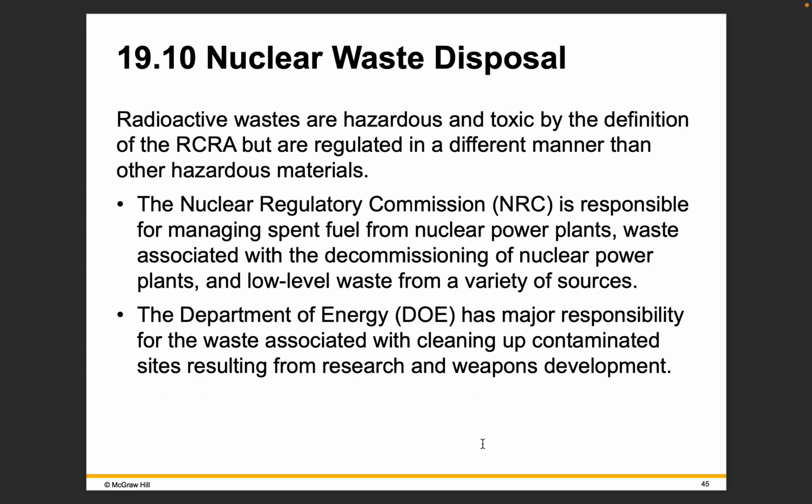Radioactive wastes are hazardous and toxic by definition of RCRA, but are regulated in a different manner than other hazardous materials. The Nuclear Regulatory Commission, the NRC, is responsible for managing spent fuel from nuclear power plants, waste associated with the decommissioning of nuclear power plants, and low-level waste from a variety of sources. The Department of Energy has a major responsibility for the waste associated with cleaning up contaminated sites from research and weapons development.